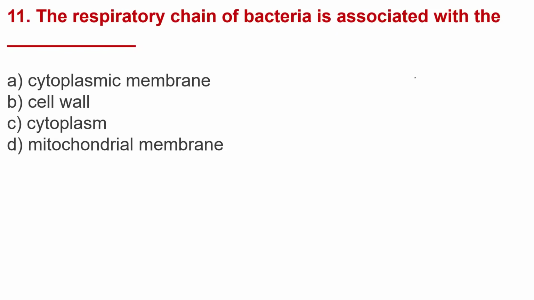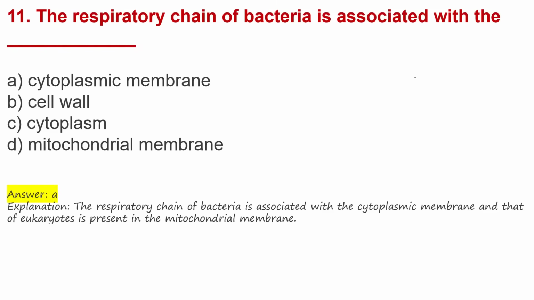So 11. The respiratory chain of bacteria is associated with: A. Cytoplasmic membrane. B. Cell wall. C. Cytoplasm. D. Mitochondrial membrane. You know that bacteria don't have mitochondria, so their respiratory chain is associated with the cytoplasmic membrane, and that of eukaryotes is present in the mitochondrial membrane. Only eukaryotic cells have mitochondrial membrane, while bacteria don't because they are prokaryotic. Therefore, their respiratory chain is associated with the cytoplasmic membrane.